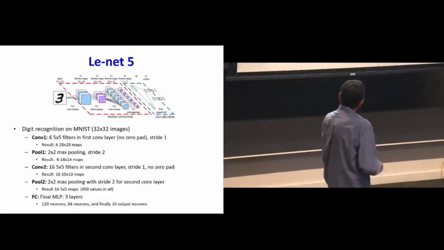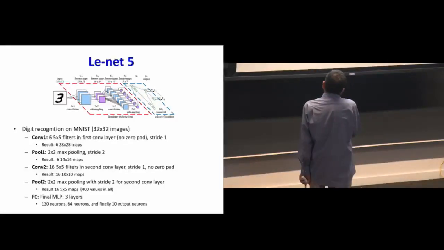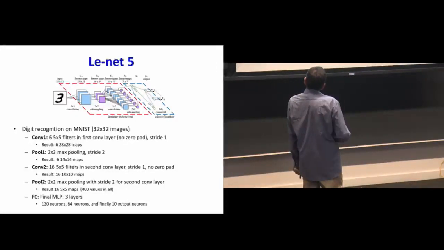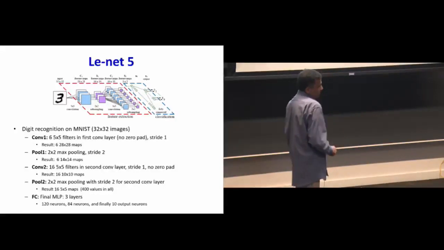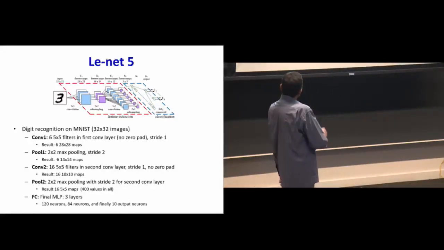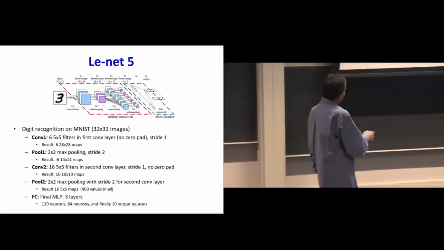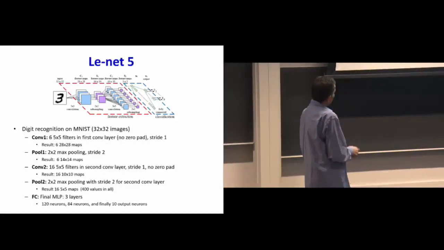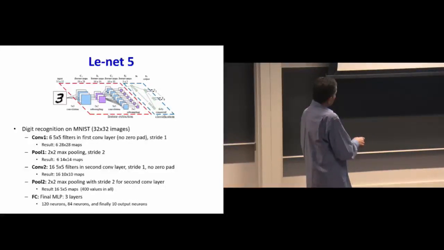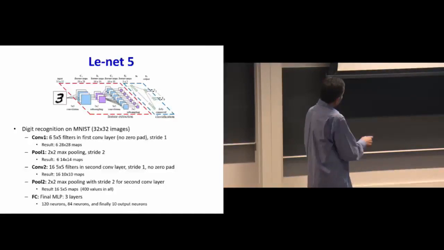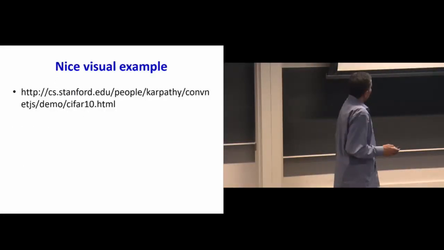Yann LeCun's original LeNet for MNIST had 6 filters in the first layer. Each was 5 cross 5. So you have 6 times 25 parameters. Then he had a 2 cross 2 pooling layer with a stride of 2. Then the next one, he had 16 5 cross 5 filters. And then after downsampling, it becomes 10 cross 10. Then subsequently, he had 16 more 5 cross 5 filters. And the final MLP had 3 layers. So it's a fairly small network.